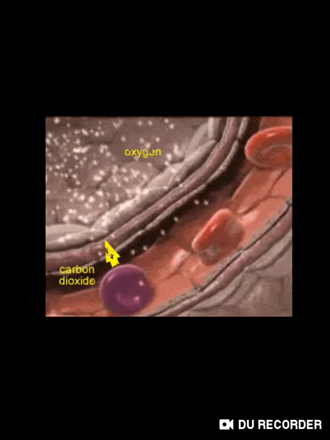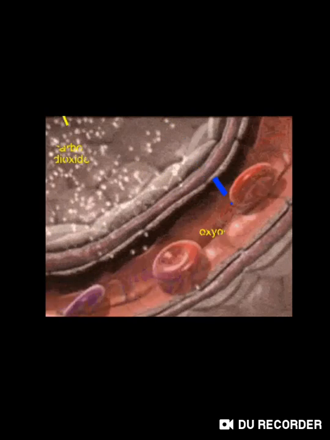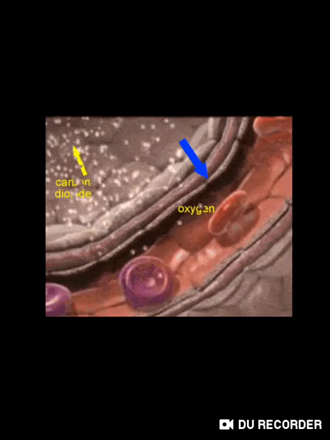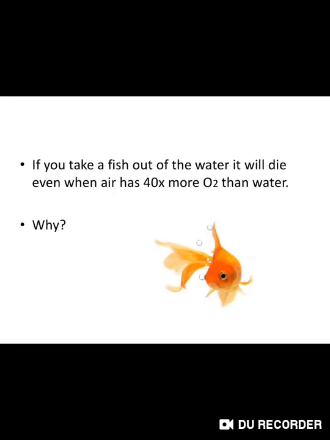The same is true for our blood cells. You can see how oxygen is being introduced into our red blood cells by simple diffusion, and carbon dioxide is discarded from our body. If you take a fish out of the water, it will die even though air has 40 times more oxygen than water. Why do you think this is?